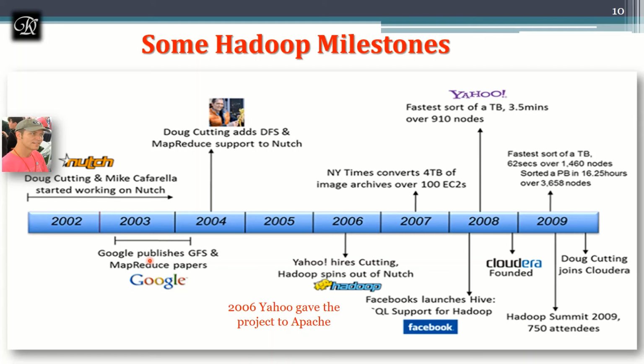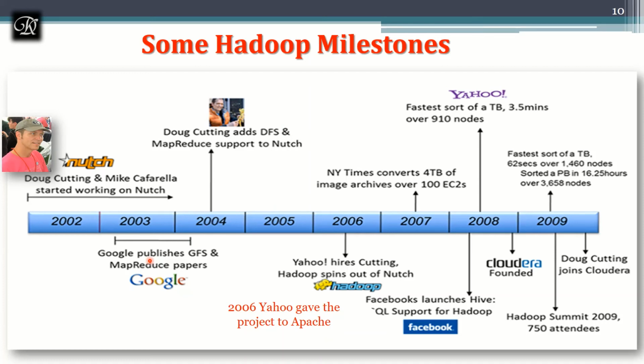Let everyone contribute to this, because it's one nice concept. Let everyone work on it. Let everyone contribute on it. So here, by using Hadoop in 2007, the New York Times company converts 4 terabytes of images archive over 100 EC2 machines.